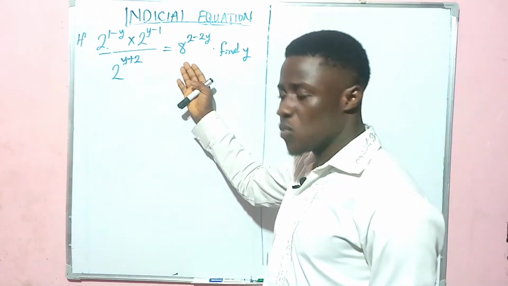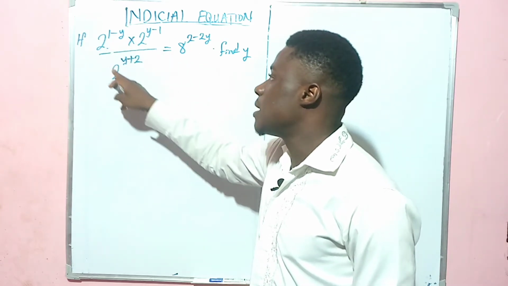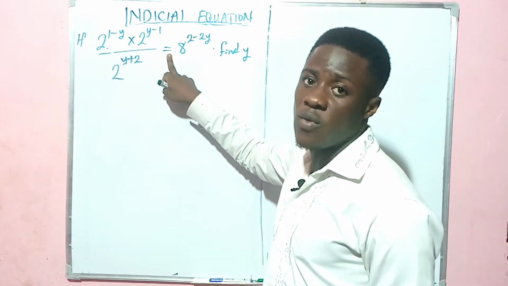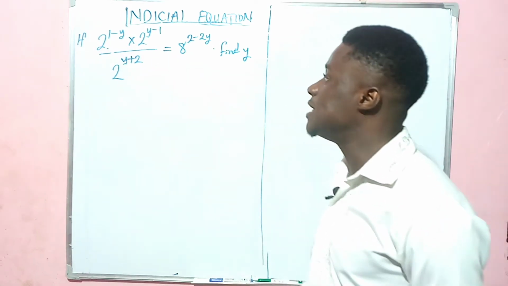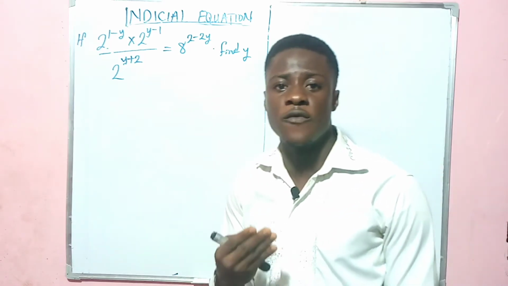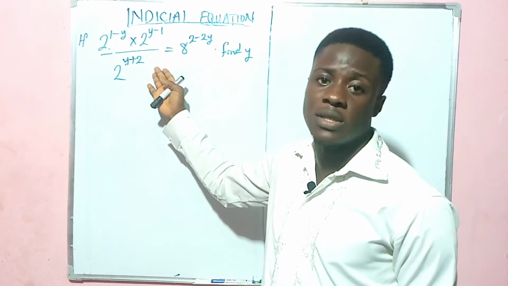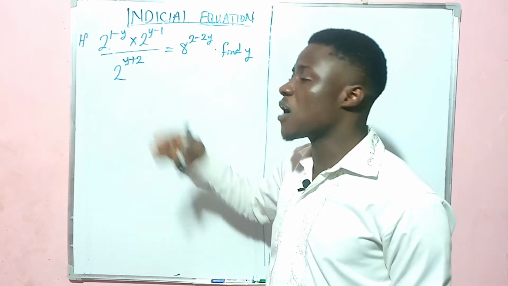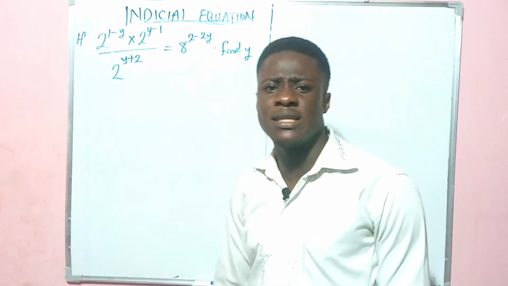Indicial equation. You can see numbers there having their respective powers, and automatically this is an equation. You can see the equality sign there. So how do you go about solving this kind of question? If you are not conversant with your laws of indices, automatically you cannot do justice to this question. But if you are conversant with our laws, we can perform the operation on this with ease.